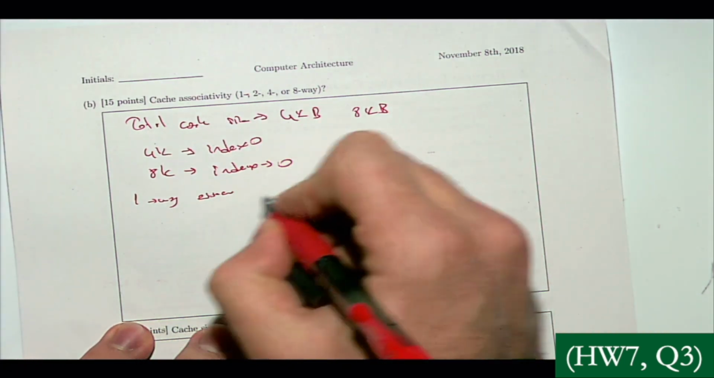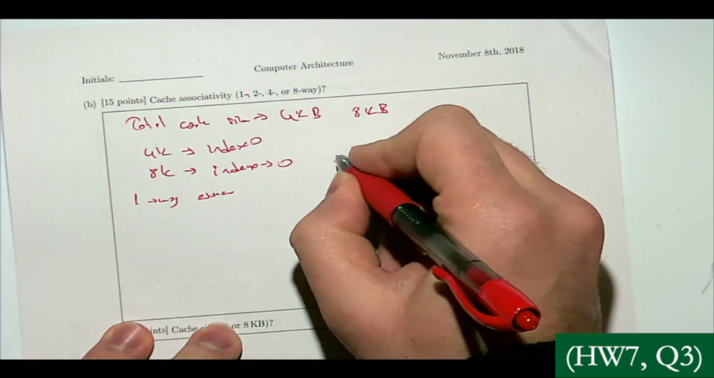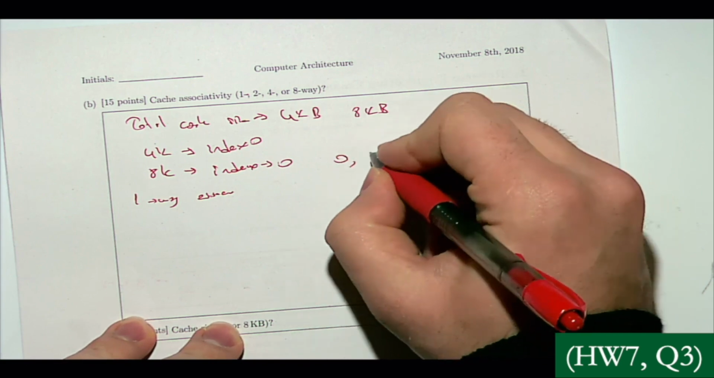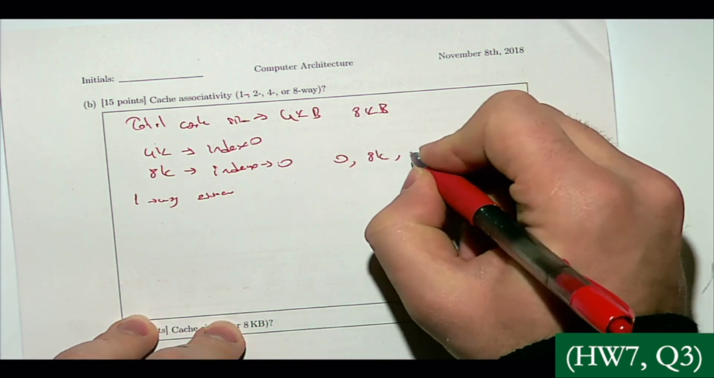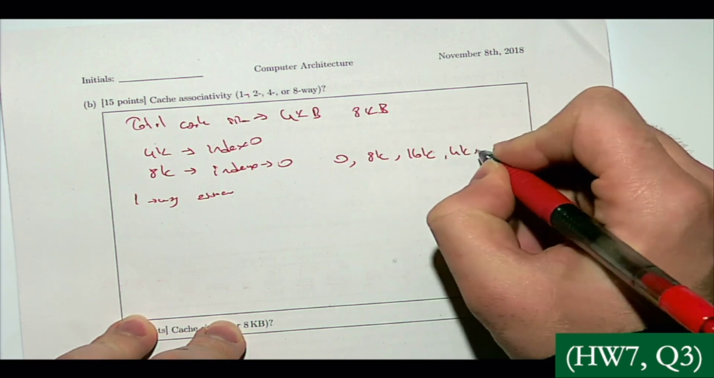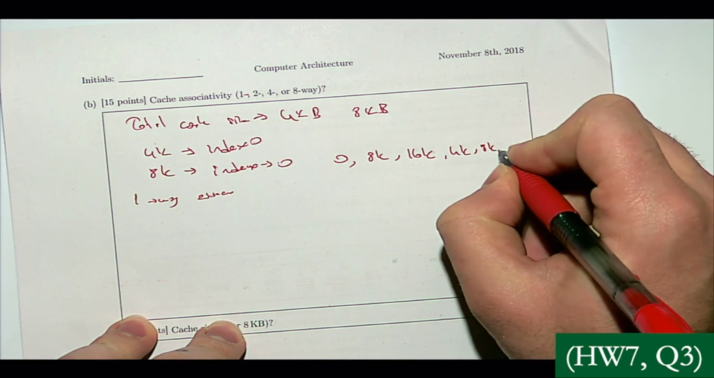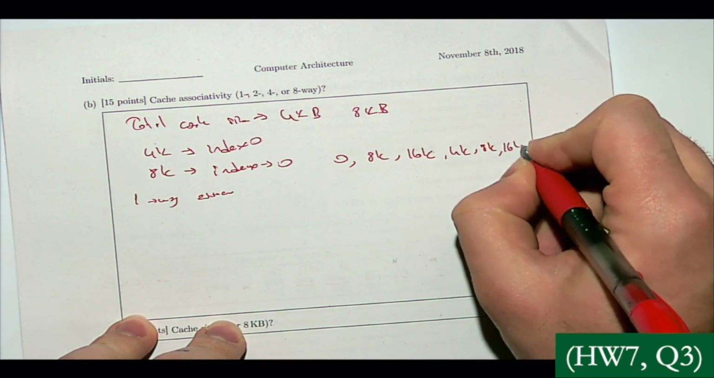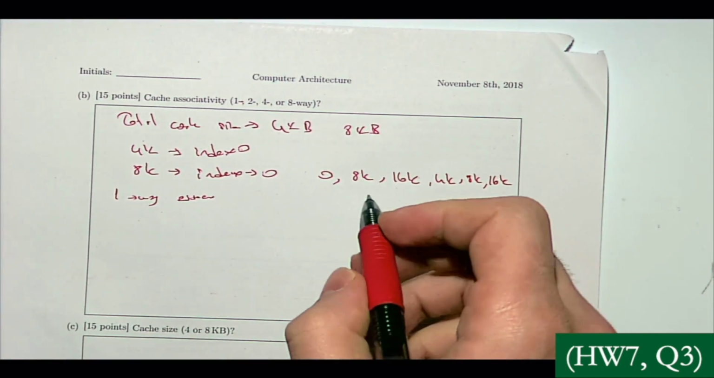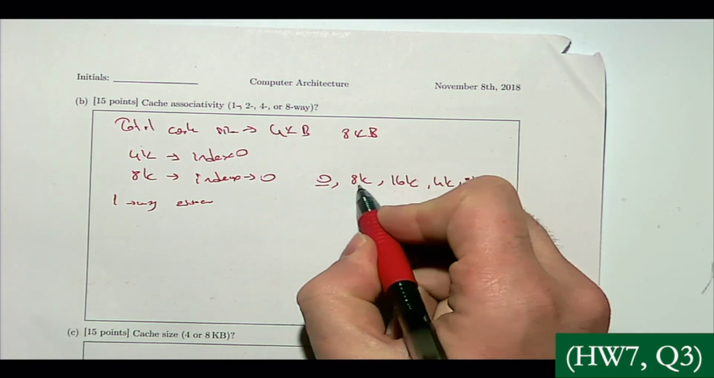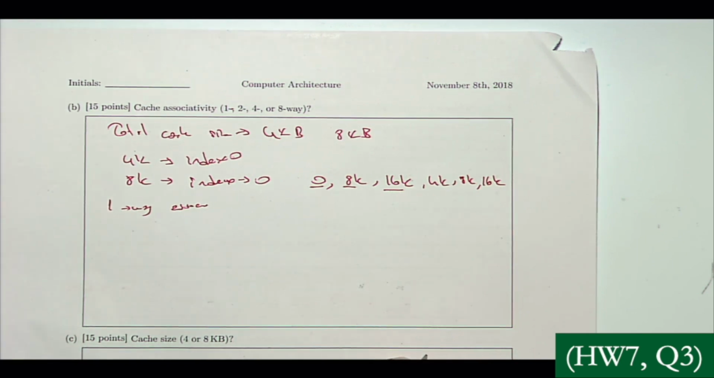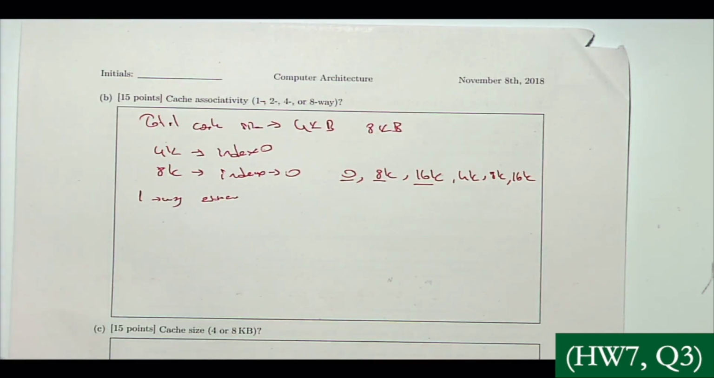So these are basically 8K, 16K, 4K, 8K, and 16K. All right. So if this was one-way associative, for each access we would be replacing the index block, right?